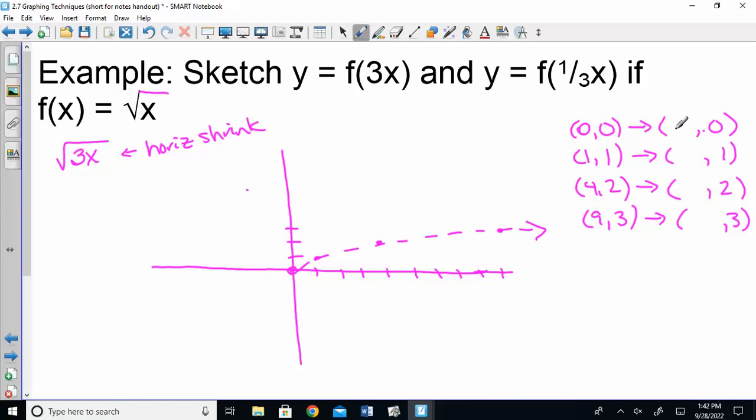So 0 divided by 3 is 0. 1 divided by 3 is 1/3. 4 divided by 3 is 4/3. 9 divided by 3 is 3. So these will be the points I plot. 0, 0, 1/3, 1, 4/3, that's like 1 and 1/3, 2, 3, 3.